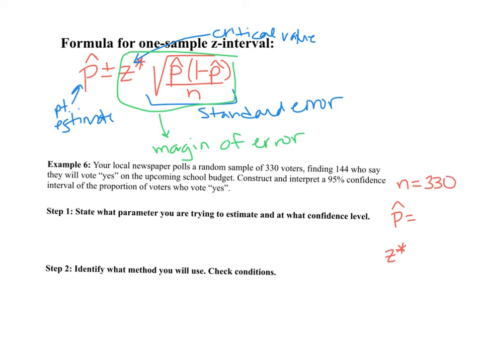The p hat is, in this case, the proportion of voters who vote yes. I'm actually going to write this down as defining my parameter. I'm going to define my parameter as p. Notice how I didn't put a hat because this is a parameter. The p is going to be the proportion of voters who said yes.